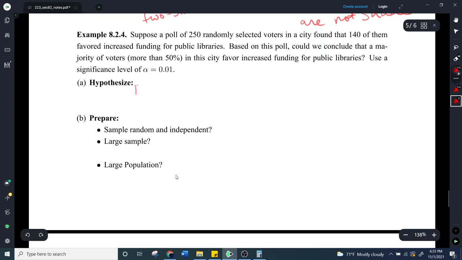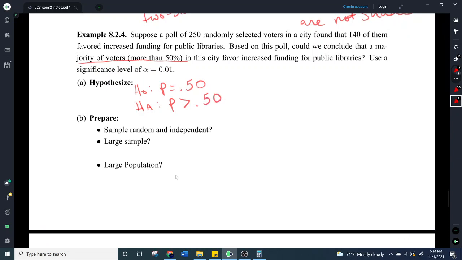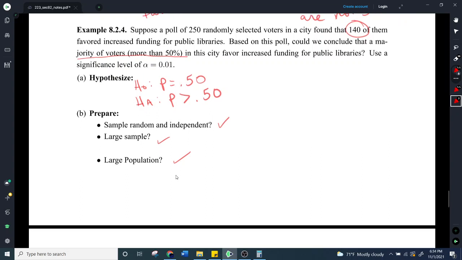So let's get our hypotheses first. When you have a majority test like this, your null hypothesis is just that P equals 50%. So for majority tests, just go with that. P equals 50%. That's what we're going to assume. Our alternative then is what we're trying to test, and that's the majority, that P is greater than 50%. Again, I'm going to skip the details here, but as long as they told us it was a random sample, which they did, 140 is certainly large enough, and our population is all voters in the city, so that would certainly be large enough as well.